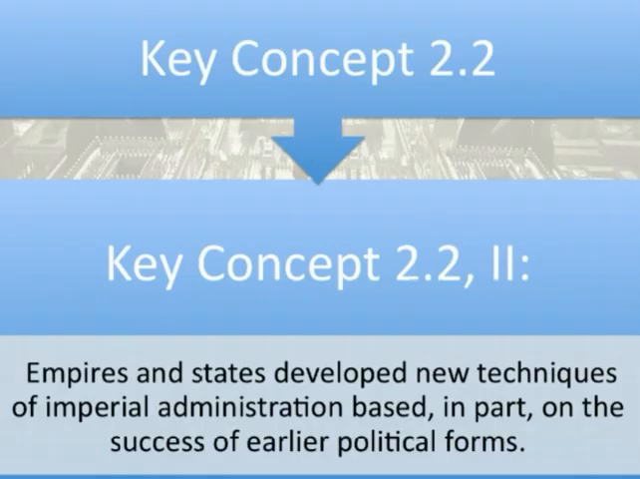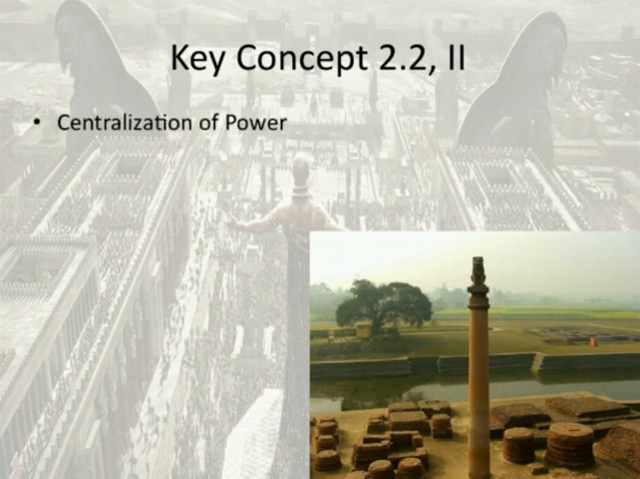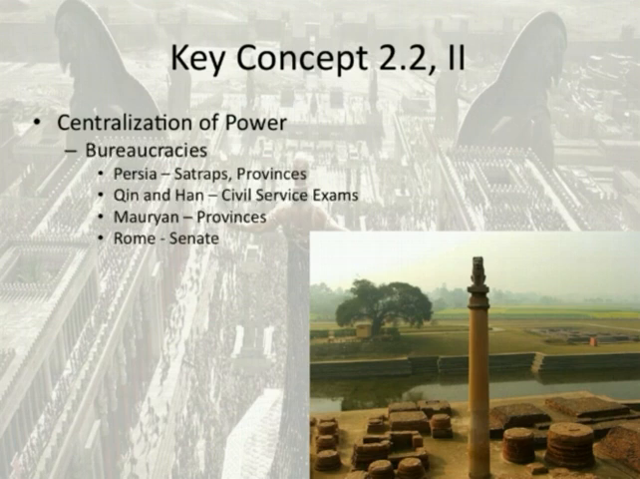All right, Key Concept 2.2, Roman numeral 2. Empires and states develop new techniques of imperial administration based in part on the success of earlier political forms. So we're talking here most notably about the centralization of power. How did these empires consolidate their power? One way they did it was by using bureaucracies. Here are just a few examples. These are not exhaustive, so you might think of other ones that can be applicable, but these are just a few that we can focus on right now.